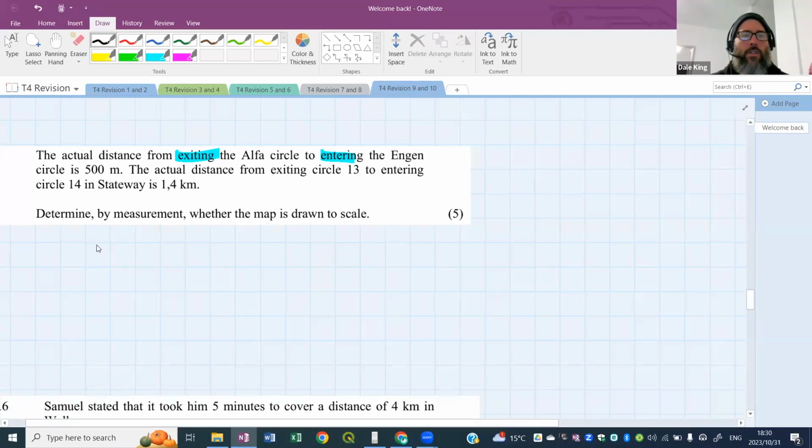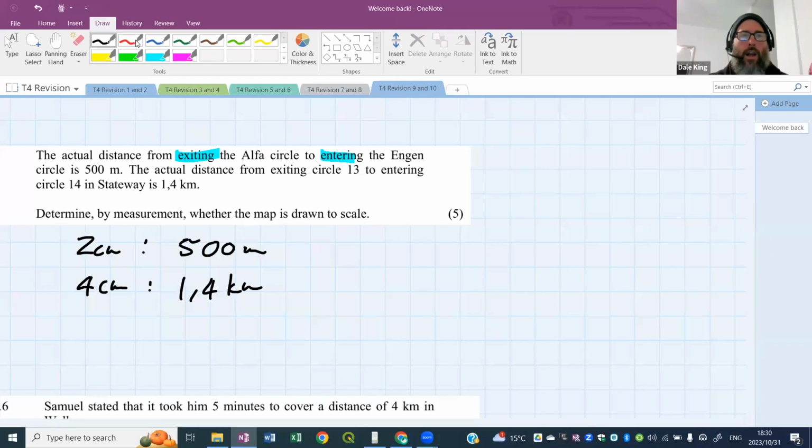This is what I think they're trying to say. If we've got a 2 centimeter relationship, it gives us 500 meters, and a 4 centimeter relationship represents 1.4 kilometers. All right. Now, I know you can see already we've got problems here. But anyway, let's show by calculation, because that's what they say. We're going to measure and show by calculation.